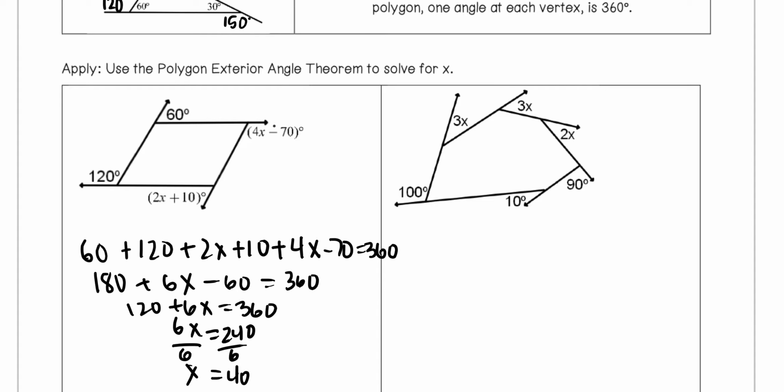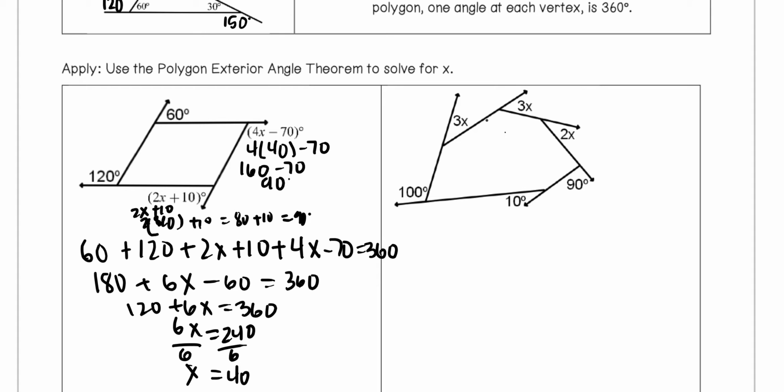Up here, this exterior angle would be 4 times 40 minus 70. 4 times 40 is 160, and when we subtract 70, that would be a 90 degree angle. Over here, we have 2x plus 10, so we fill in our x value of 40. 2 times 40 plus 10 is 80 plus 10, which is also 90. So both of these exterior angles are worth 90. Obviously this picture is not drawn to scale, but we're using our exterior angles theorem, where every exterior angle sum on any polygon will be 360.